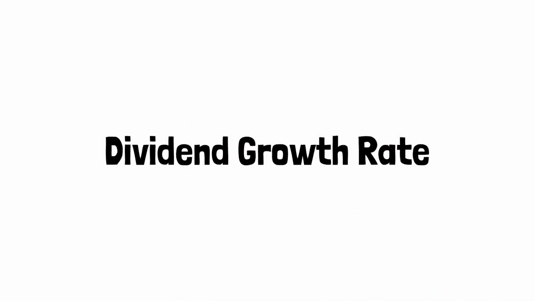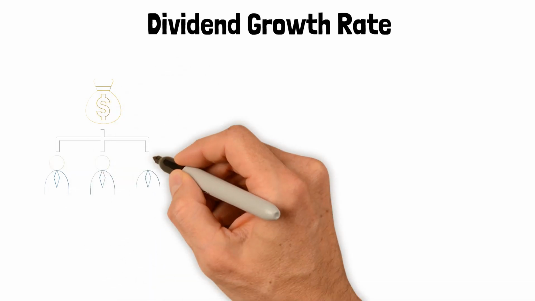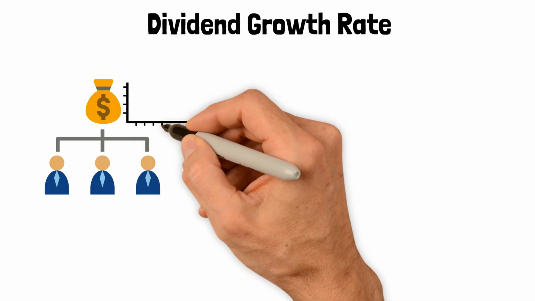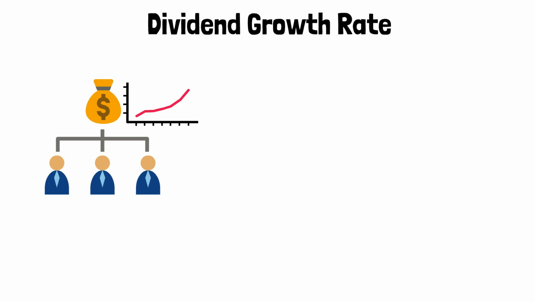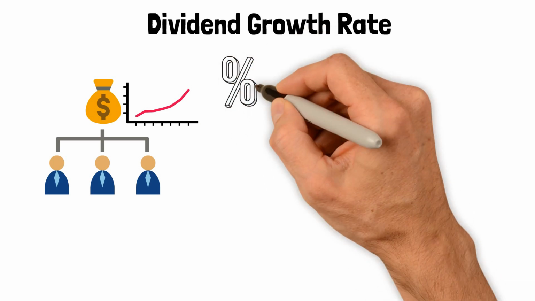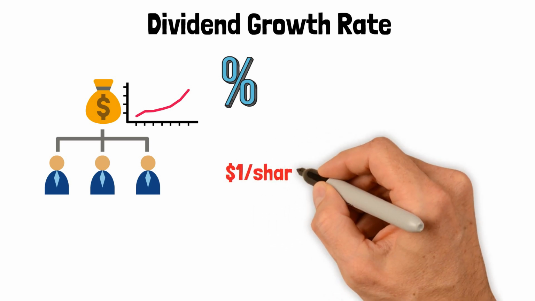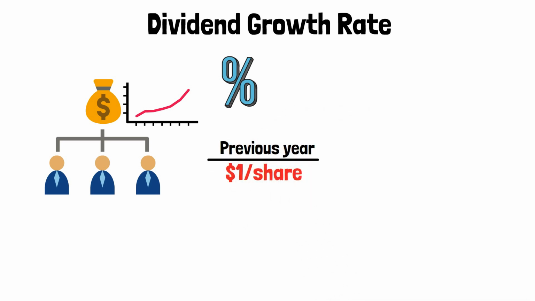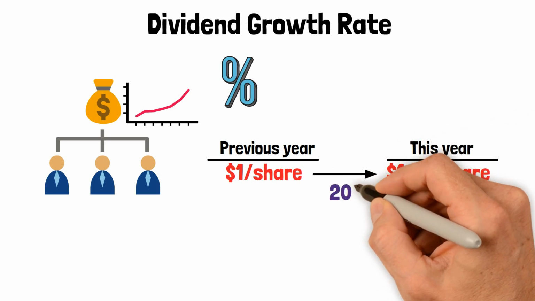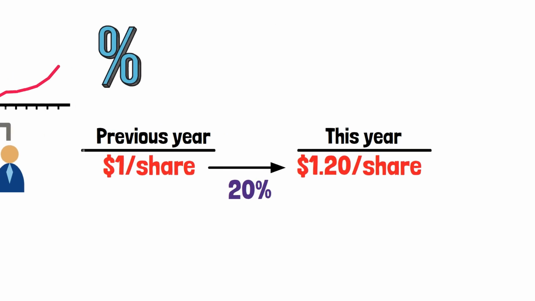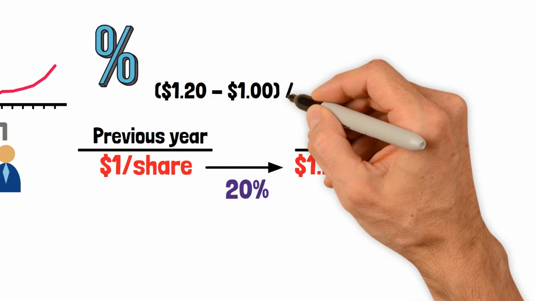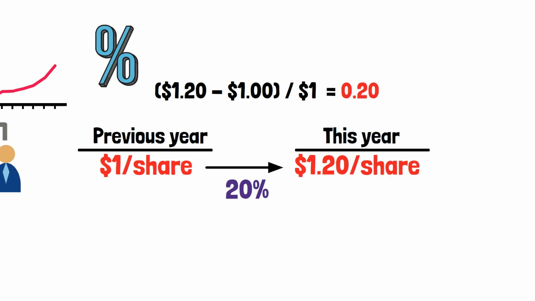Dividend growth rate. The dividend growth rate is the rate at which a company's dividend payments to its shareholders increase. This rate is often expressed as a percentage and is calculated by comparing the dividend payment in one period to the dividend payment in the previous period. For example, if a company paid a dividend of $1 per share in the previous year and paid a dividend of $1.20 per share in the current year, the dividend growth rate would be 20%, i.e., $1.20 minus $1, which is 20 cents, divided by the $1. This is 0.2, or 20%.